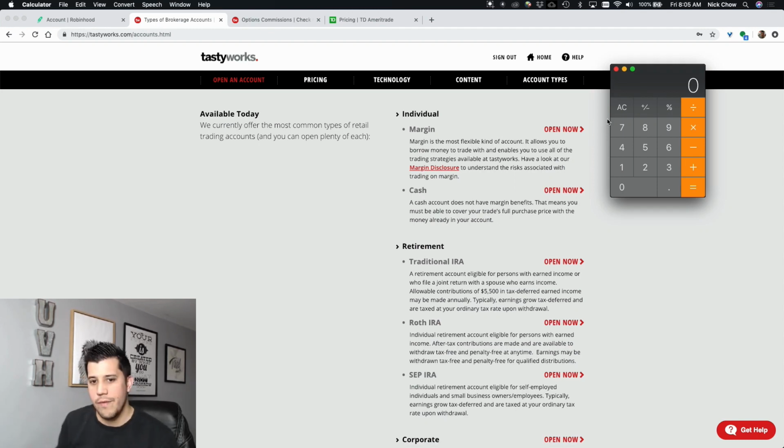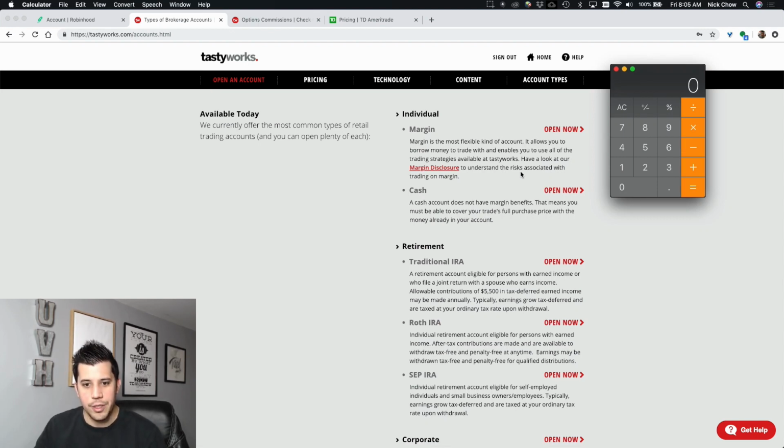If you have less than 25K and you want to sell premium, you need more than 25K. You're not going to be able to do that. It doesn't matter what brokerage you're with. Tastyworks, TD Ameritrade, E-Trade, it doesn't matter. So with a cash account, you're able to bypass the PDT rule. They don't care how many day trades you do, as long as you have the cash to back it up. So that's the point. That's it.